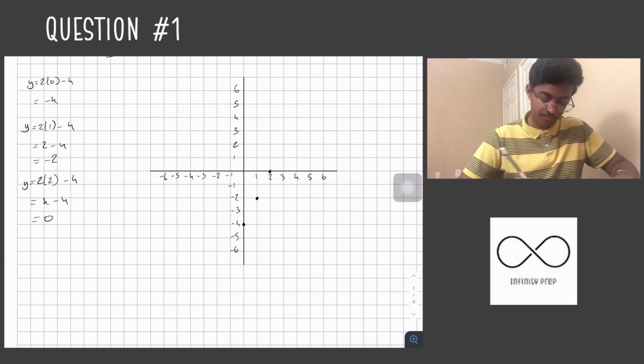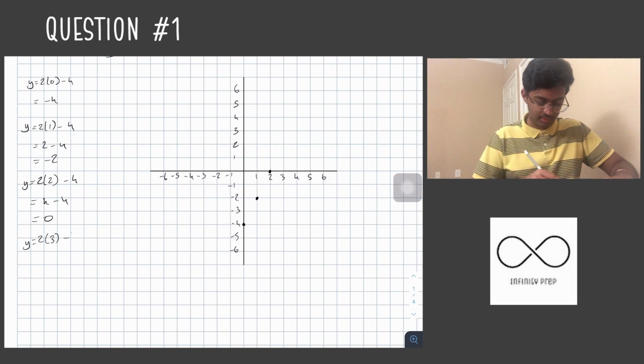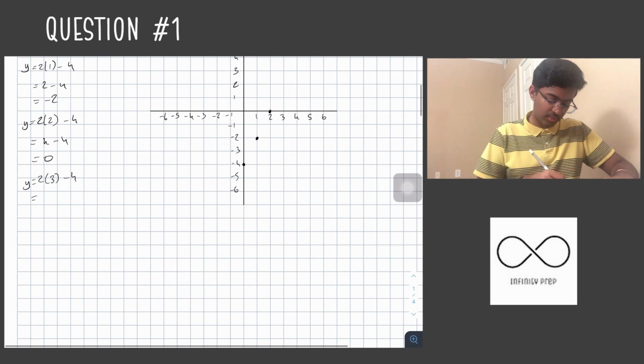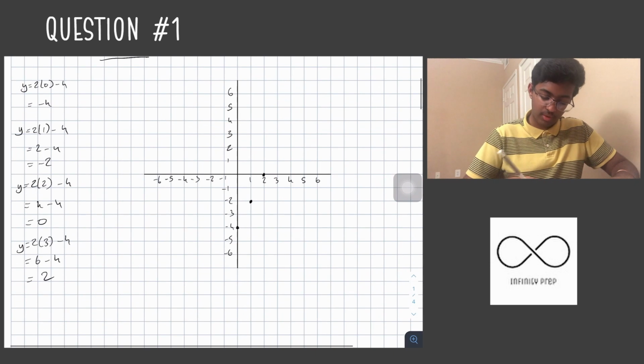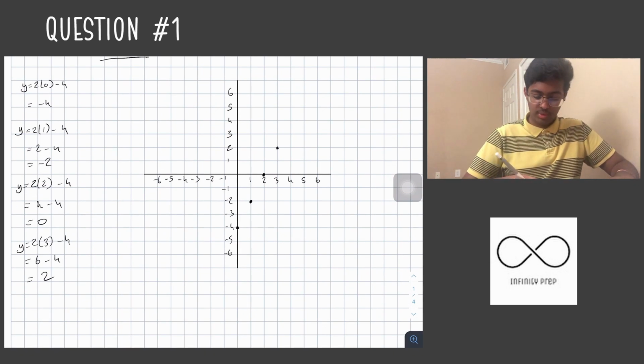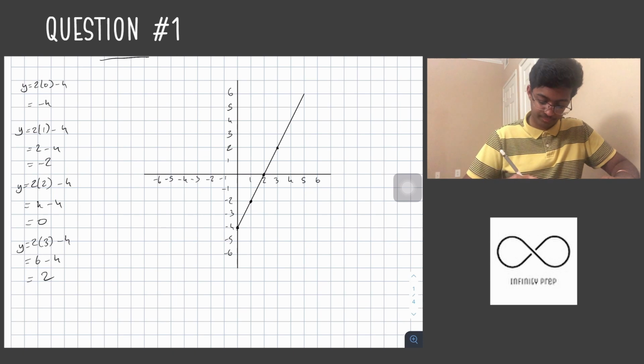So 2, 0. And finally, for x equals 3, it's 2 times 3 minus 4, which is equal to 6 minus 4, and y is equal to 2. So our final point is 3, 2. And we can use all of these to plot a line. So our line passes through all these points right here.